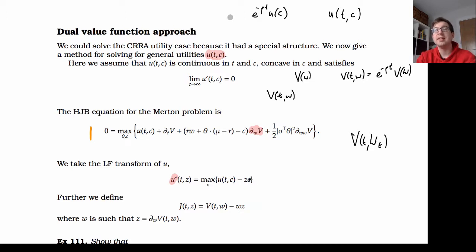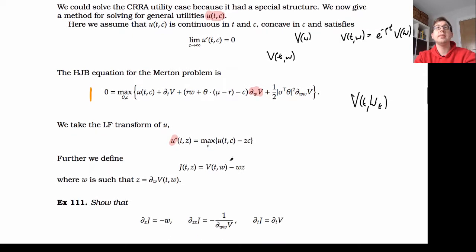And to maximize this, the maximum is going to occur where we take z equal to the partial derivative of v with respect to w, and the derivative of this has to be equal to that. Now, if I looked at the same thing with my objective function, v of w, I could also do the same maximization. I'd end up with a function j of z, where z is equal to the partial derivative of v with respect to w as well.